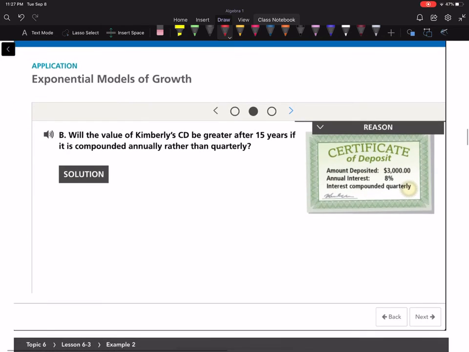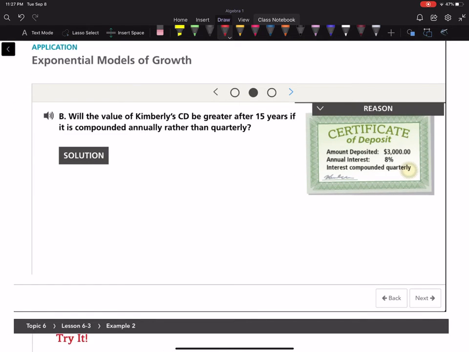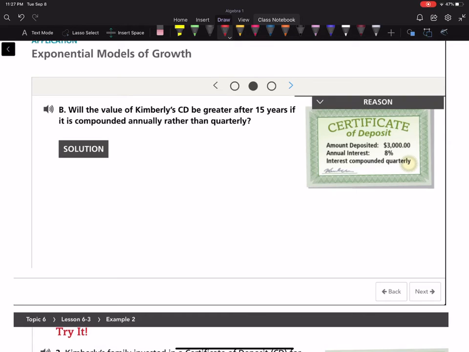So let's try part B here. It says, will the value of Kimberly's CD be greater after 15 years if it is compounded annually rather than quarterly? So this time, we have to do it twice. So again, I'm just going to write my equation up here. I do this to help me memorize the equation. So 1 plus r over n to the n times t power. So for my first one, compounded annually rather than quarterly. Annually just means once per year.